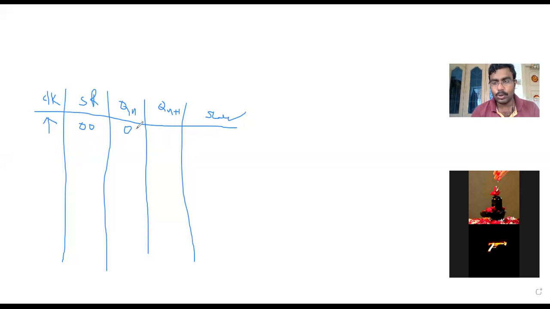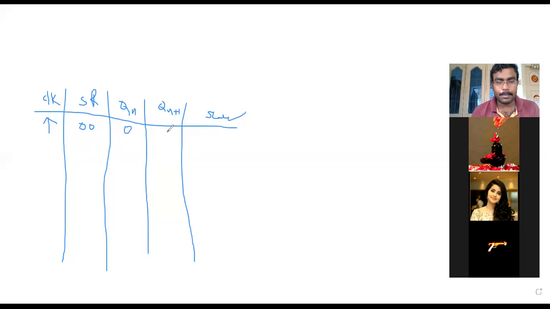No change means what, guys? What will be your output state? Zero. Present state will be directly taken as next state, so I'm getting 0 here. Then the same combination with a different present state: 0, 0 is my input and my present state is 1 now. Then my next state is also 1, since it is the no change state.